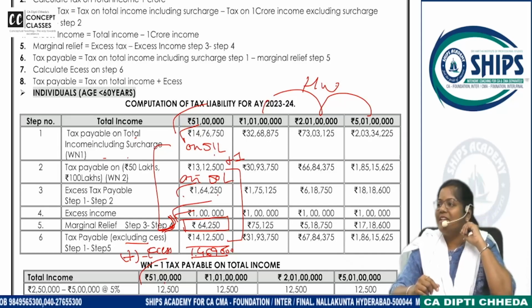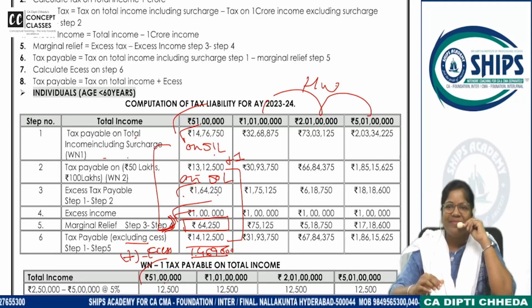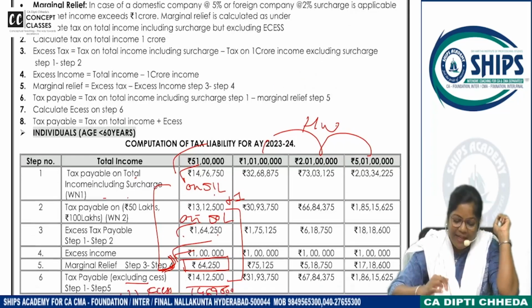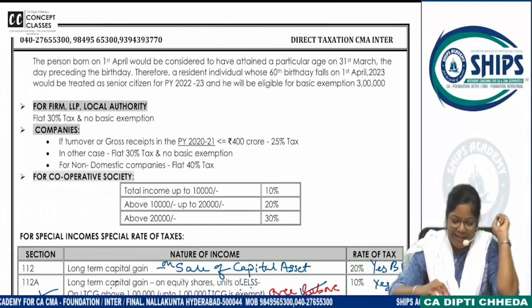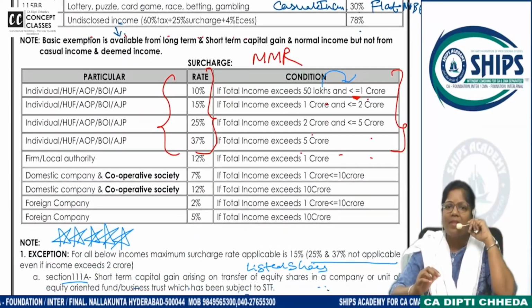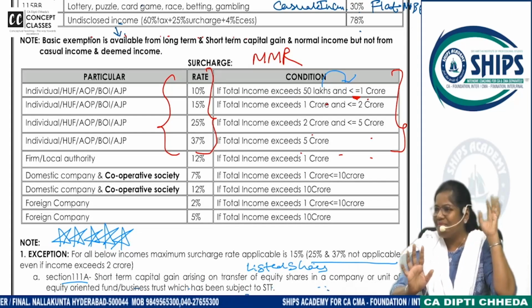So the last we have done the concept of marginal relief. Is that clear or not? Are you prepared for a 5 marks question on marginal relief? For that, once again, we should revise the rates of surcharge. Look at the screen. Pin drop silence now, no discussion. All done? Settled?